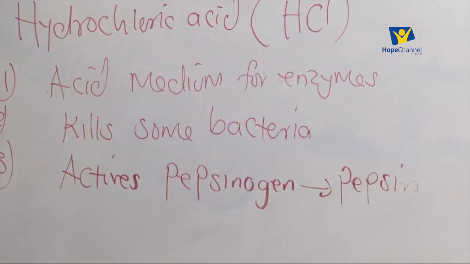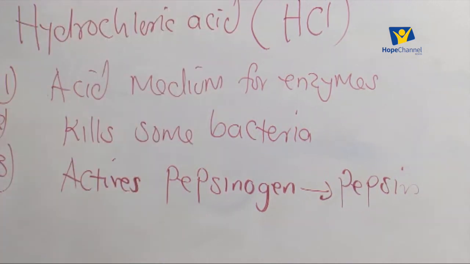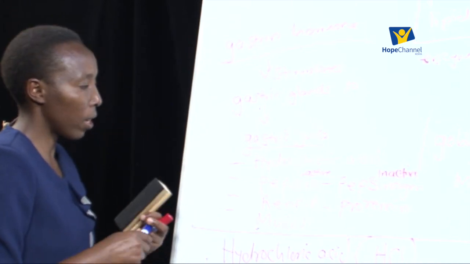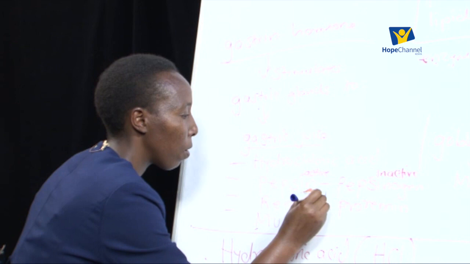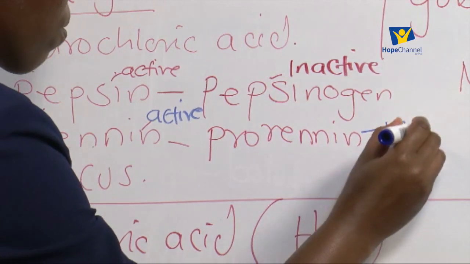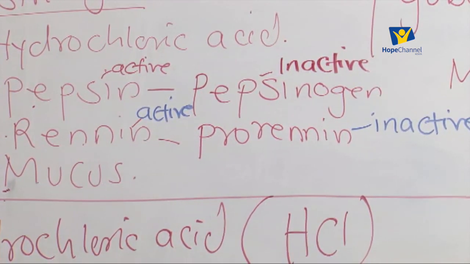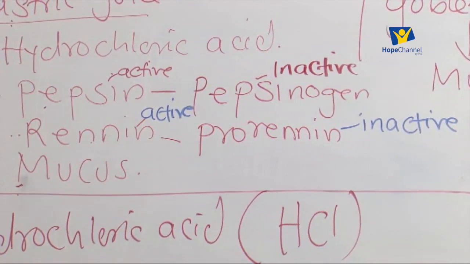Renin also is produced in an inactive form. It also has to be activated. So this one is produced in a form we call pro-renin, which is inactive, while renin is the active form. Remember, they are produced in inactive form, such that the moment they get into the stomach, they are activated into the active form. That is when they are able to break down the proteins. That is the role of hydrochloric acid.